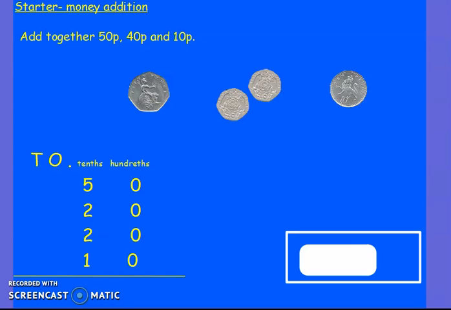Okay, let's make a start with our starter activity on money addition. I'd like you to add together 50 pence, 40 pence and 10 pence. You might decide to do that brain only, using the coins to help you. You might decide to do it as a column method addition set out like this. Please pause the video if it helps and write the answer in your maths book.